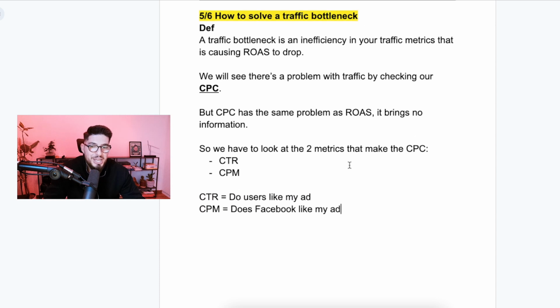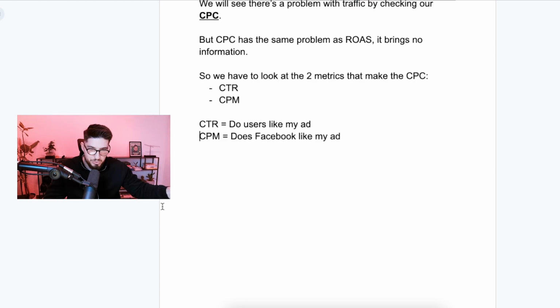And so if the CTR is bad, users don't like your ad. They're not interested. And if the CPM is really bad, either you have crazy competition, Black Friday, okay. But if it's higher than usual, like usually you're paying €5 CPM and now you're paying €20 CPM, Facebook's shadow banning you. So let's see what to do about it.